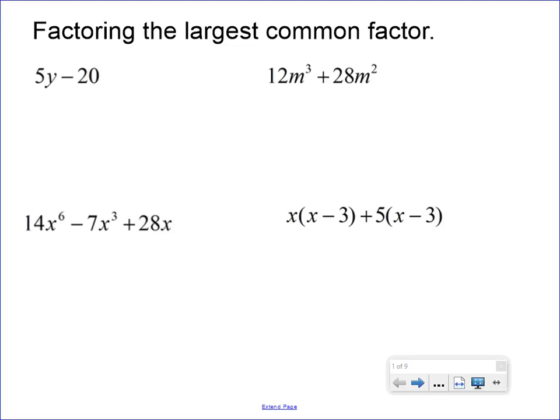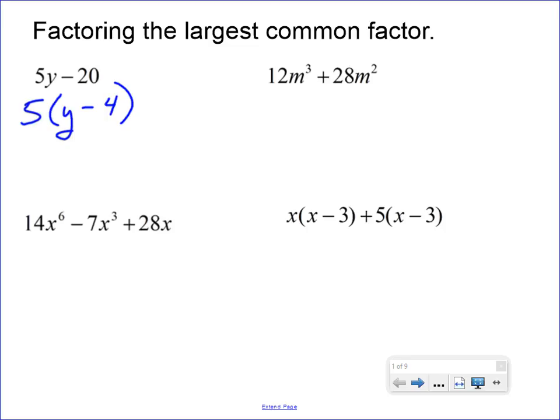When we look at these, we look at the 5 and the 20. We think to ourselves, what's the largest common factor that goes into the 5 and 20? That would be 5. So we'd factor out a 5, and then we ask ourselves, what would we have left? We'd have y minus 4, because 5 times y is 5y, 5 times the 4 is the 20, and the minus just stays between.